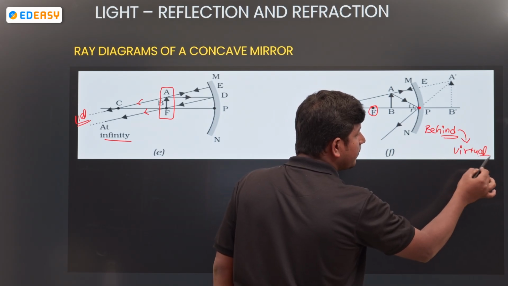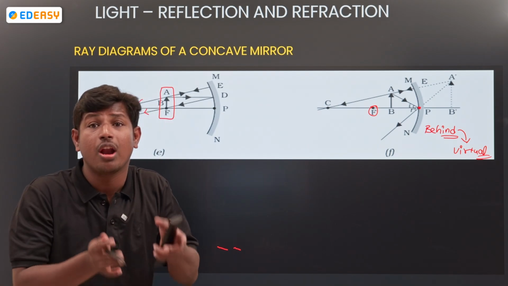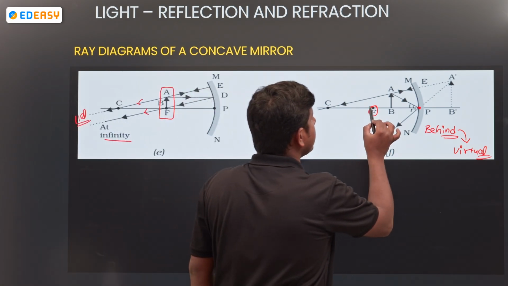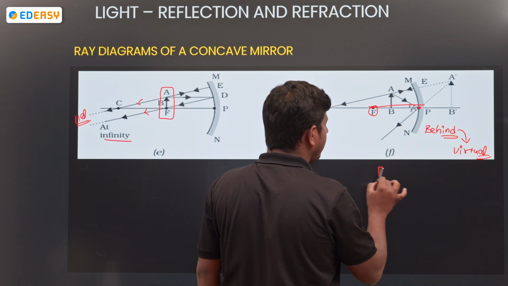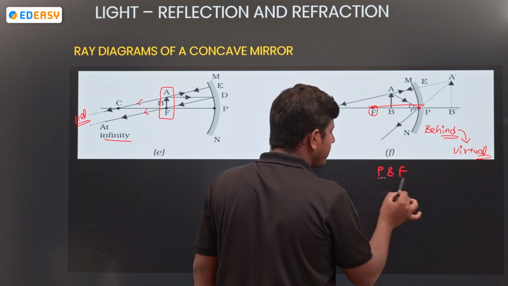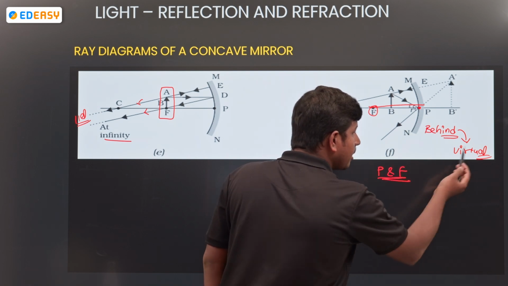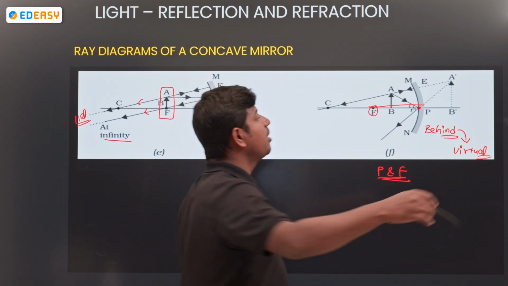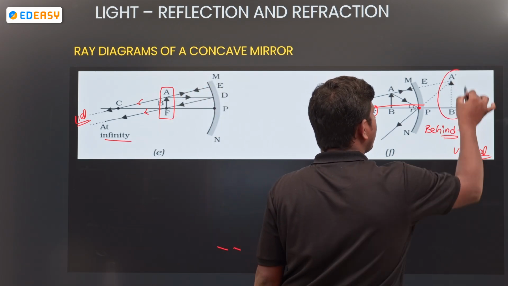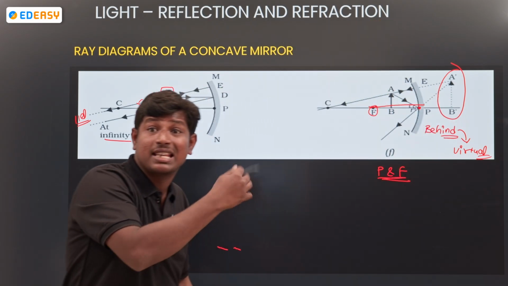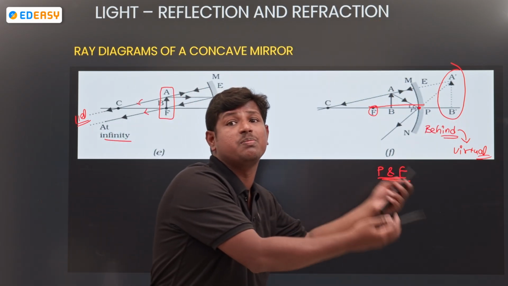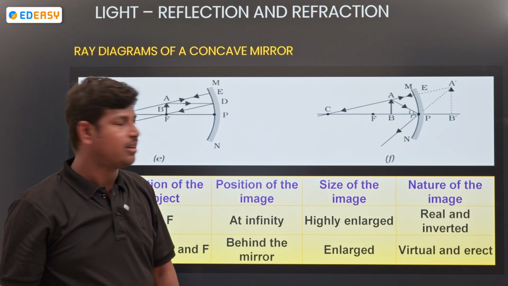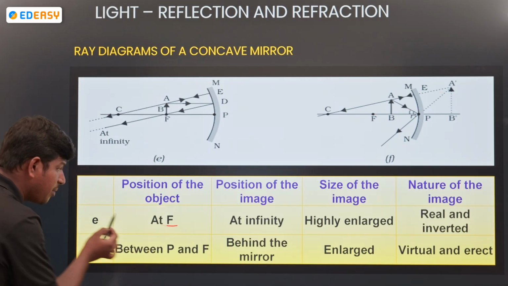Virtual image. So the concave mirror gives a virtual image when the object is between P and F. Why is it virtual? Because it forms the image behind the mirror. If the image forms behind the mirror, it is virtual only. Clear?